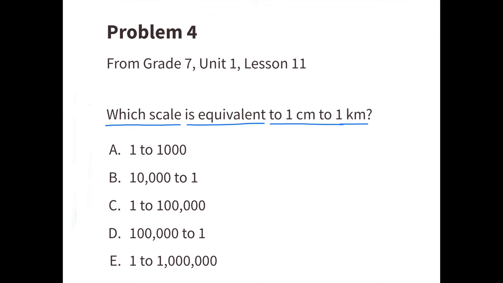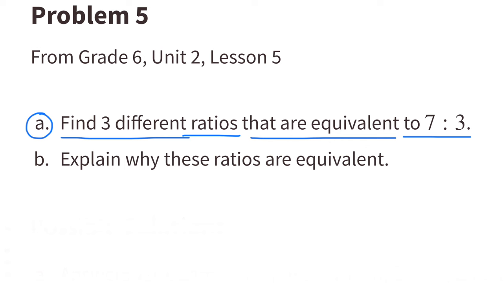Number 4. Which scale is equivalent to 1 centimeter to 1 kilometer? C. 1 to 100,000. There's 100,000 centimeters in 1 kilometer. Number 5. A. Find 3 different ratios that are equivalent to 7 to 3.